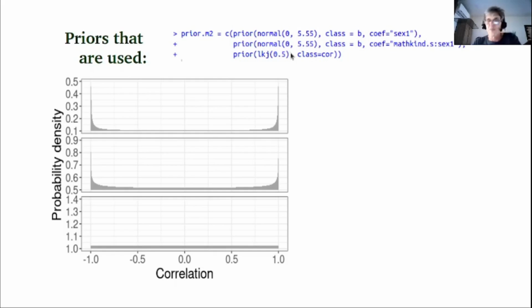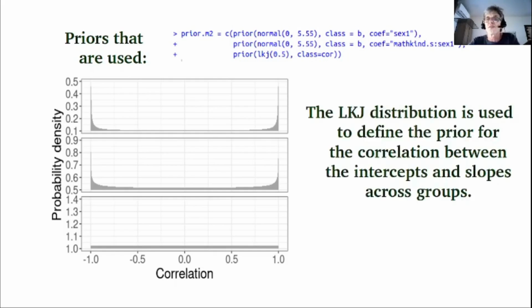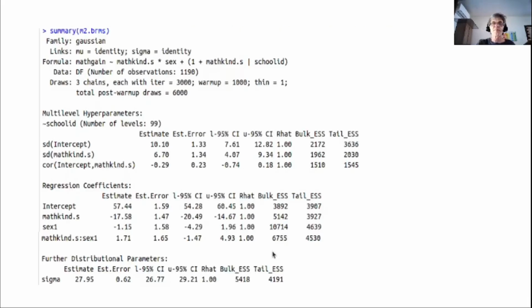So I'm going to use this LKJ distribution to define the prior for the correlation between the slope and the intercepts. This LKJ probability distribution functions like a set of stacked beta distributions, and here are the potential values for this distribution. We can use a range between a U-shaped distribution and a uniform distribution.